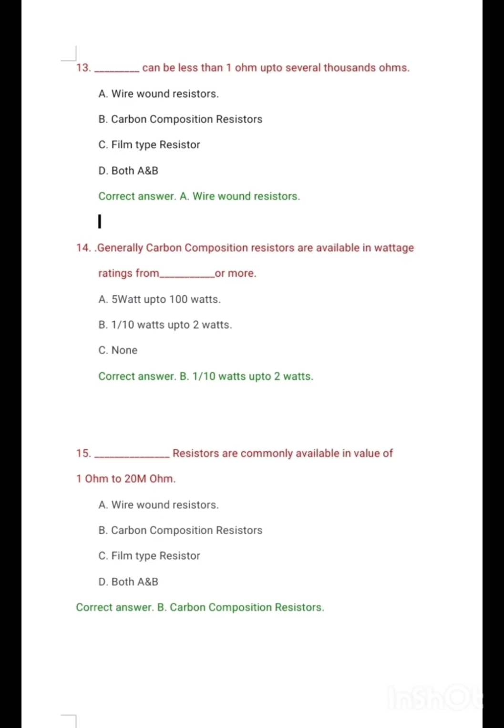13. ___ can be less than 1 ohm up to several thousands of ohms. A. Wire wound resistors. B. Carbon composition resistors. C. Film type resistor. D. Both A and B. Correct answer: A. Wire wound resistors.